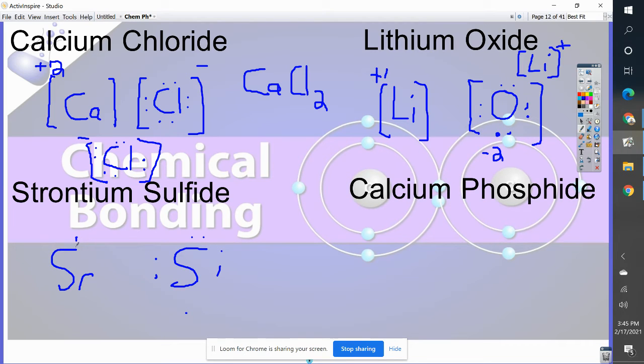Now at this point, this element, strontium, is still not happy. It has an electron, not a full valence, so it wants to get rid of it. Same with this. This has 7, it wants 8, so it's going to transfer. So this would go here. At that point, we'll move this electron. Put brackets around each of them.